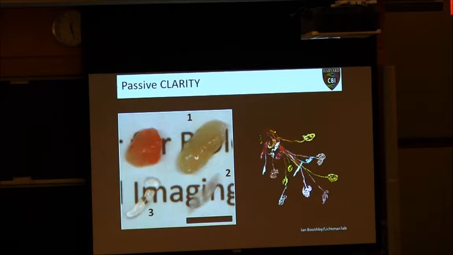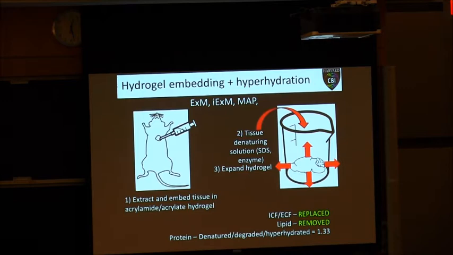And so now you've replaced that intracellular and extracellular fluid essentially with water. You've gotten rid of all that lipid. You've also gotten rid of most of that protein. It's either been degraded or just totally denatured. And you've also hyperhydrated that sample with a lot more water. So this comes out very close to the refractive index of water in the end, which makes it really easy to image because a lot of our microscopes are designed for imaging things that are close to the refractive index of water. But also your tissue is very, very fragile now because it's essentially just a gel. There's really nothing else left inside of there. And it's a lot bigger.